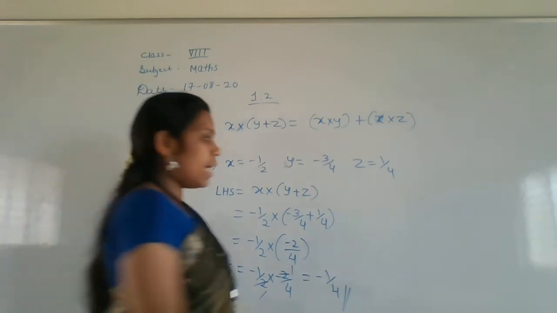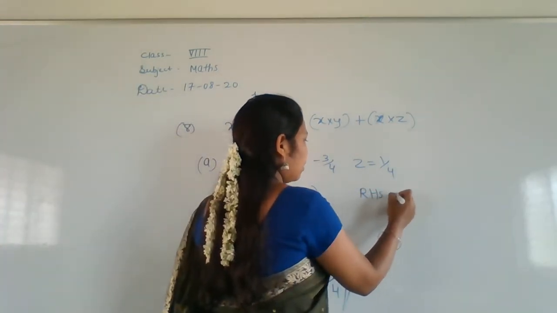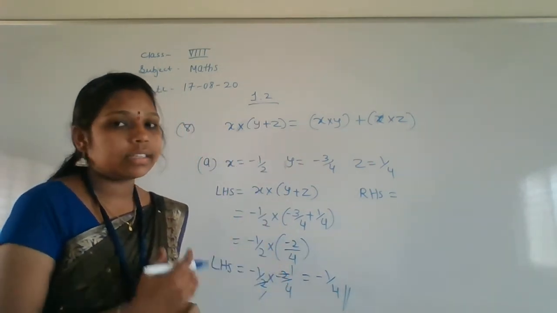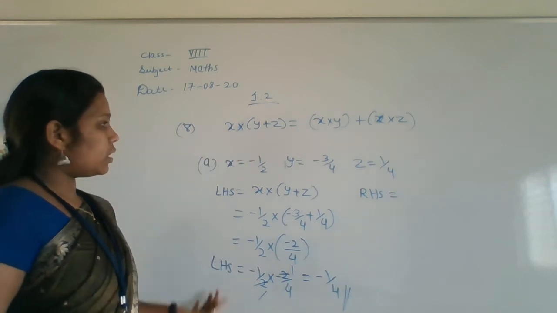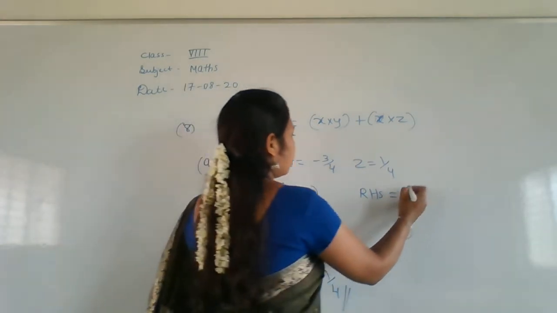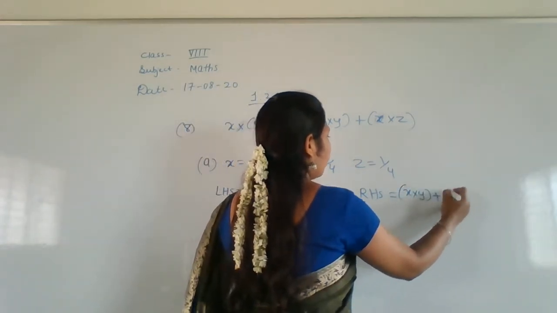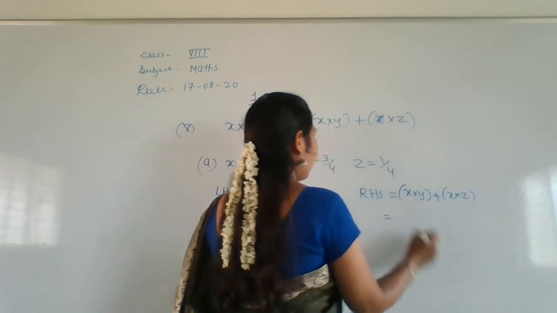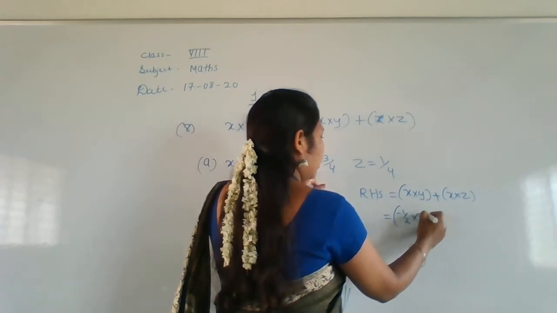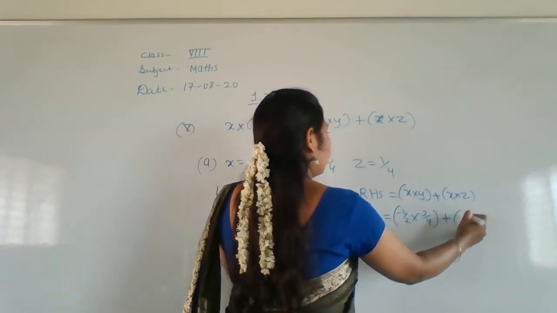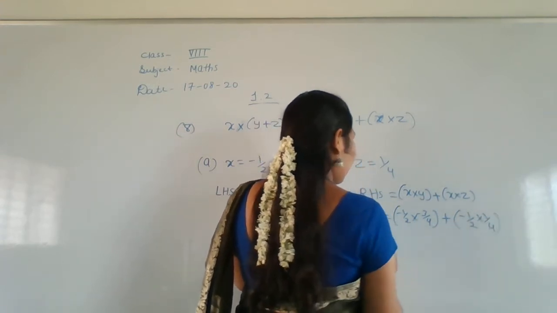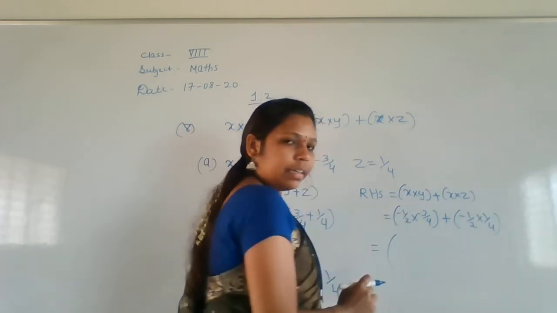Now we have to do the RHS value. Because they say to verify whether this equation is satisfied for these values or not, they are asking now. So we did the LHS value already, now we have to do the RHS. Okay, RHS. What is the RHS? x into y plus x into z. What is the value of x here? Minus 1 by 2 into y is minus 3 by 4 plus again minus 1 by 2 into z is 1 by 4. Okay. So here minus into minus, what is it?